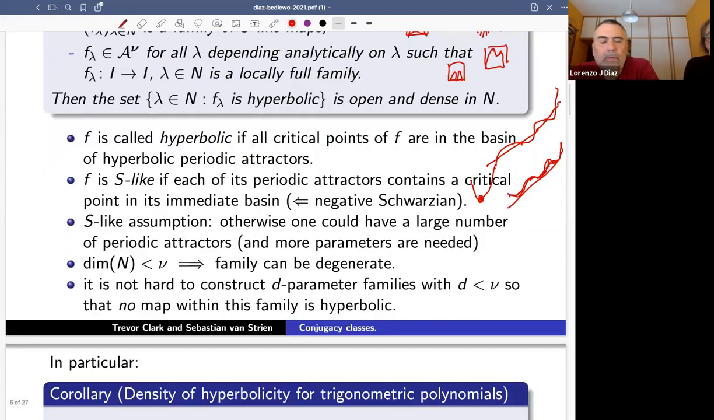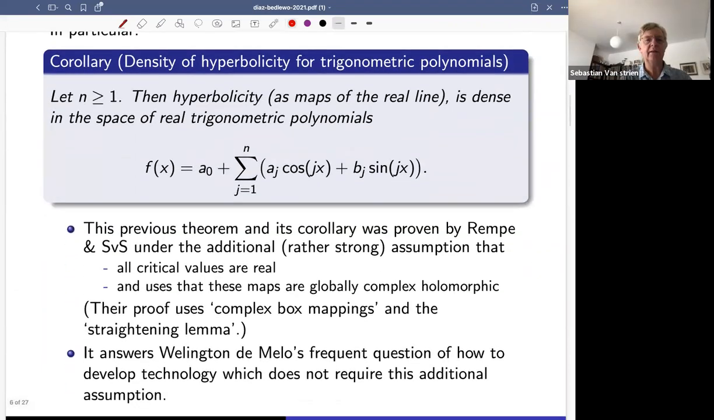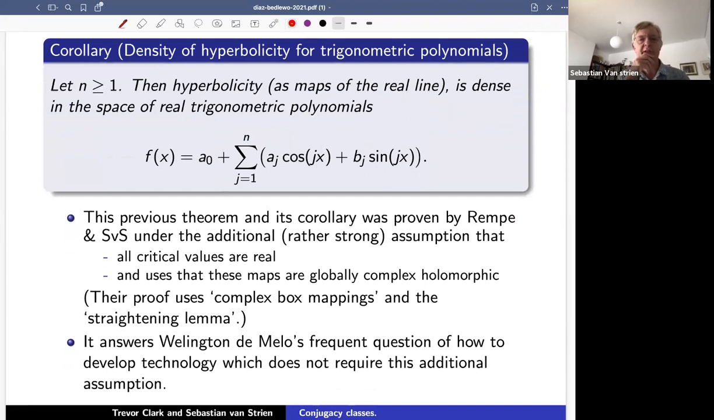Yes, thank you. So the corollary of this theorem is that if you take this family of real trigonometric polynomials, then, as written down here, hyperbolicity is dense in this space. And that result makes me very, very happy. In fact, it's also sad because Wellington often asked me whether this was going to be impossible to prove. So it makes me really happy that we are able to prove this.